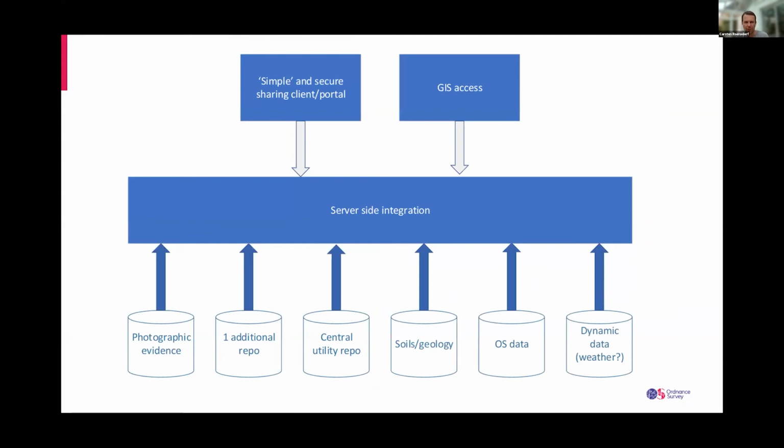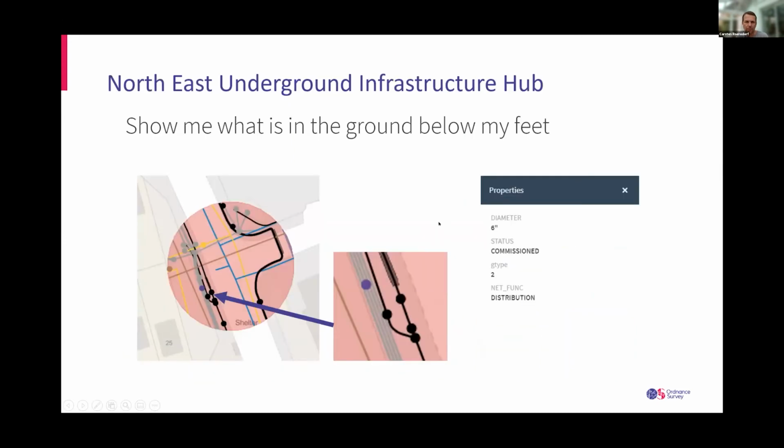And this is a fairly old, very simple architecture slide, which basically says that what we wanted to do was to take all kinds of relevant data, so the repositories of the asset records from the variety of different utilities providers, maybe photos, information about soil and geology, some OS reference data, perhaps dynamic data sets such as weather data, put them all into a data environment, and then create a fairly simple data portal on it that can be utilized to view the data, as well as enabling GIS access to it.